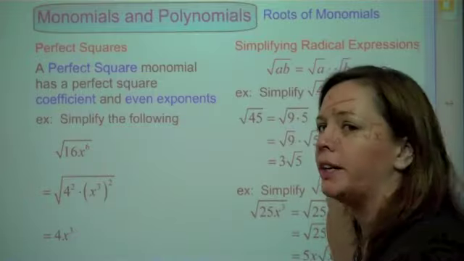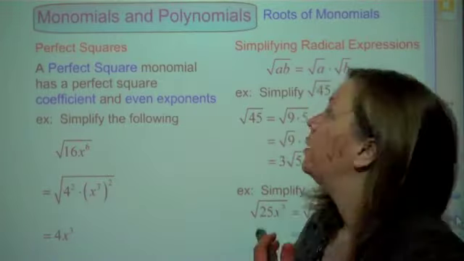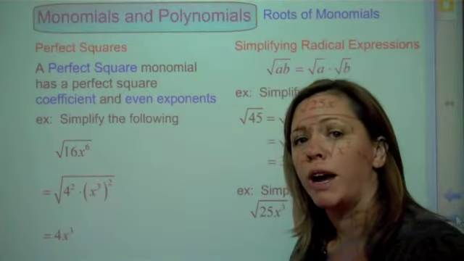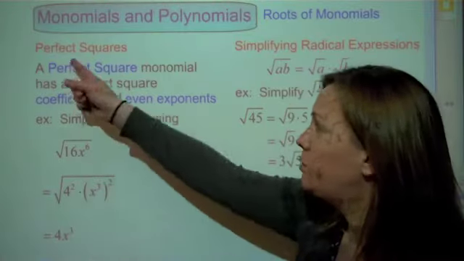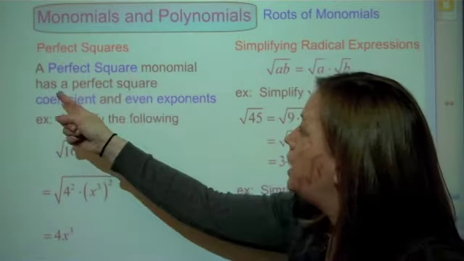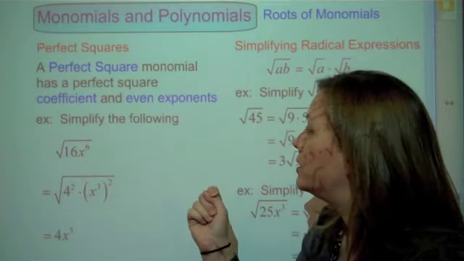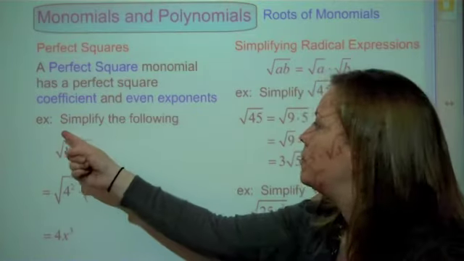All right, this is one that we all love to hate, and that is dealing with roots of numbers and radical expressions. So let's first talk about perfect squares. A perfect square monomial has a perfect square coefficient and even exponents. So let's take a look at what this might mean.